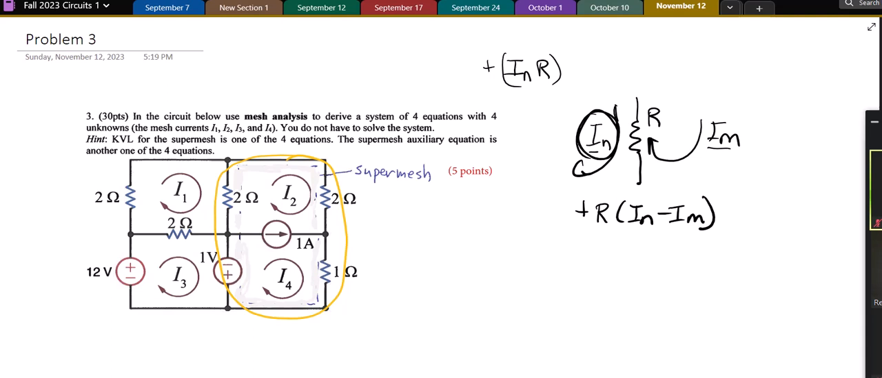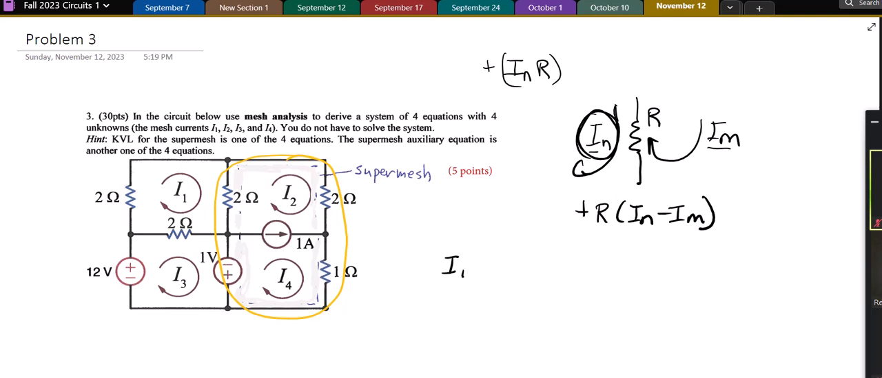If you come to a voltage source, what we're summing up are voltage sources. So when you come to a voltage source, if you enter into the negative side, you write it down as a negative, and if you enter into the positive side, you write it down as a positive.